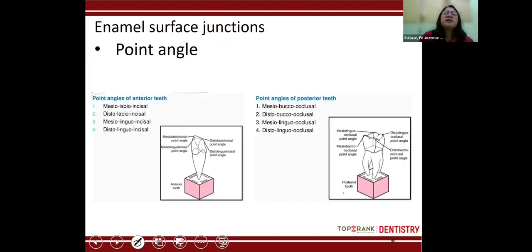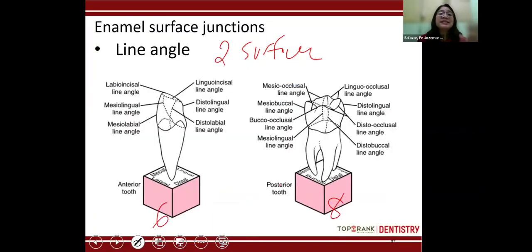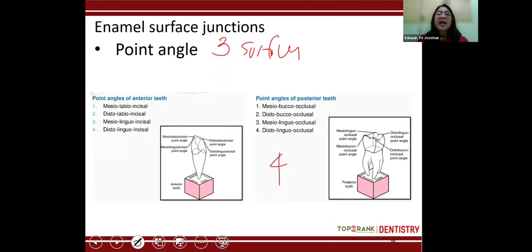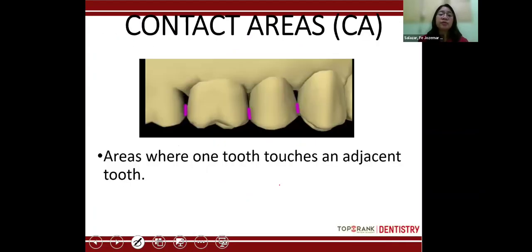Point angles, they are formed by the union of 3 surfaces, okay? And whether it's an anterior or posterior, you form 4 point angles. Ulitin ko, pag line angles, 6 sa anteriors, 8 sa posteriors. Pag point angles naman, you form 4 point angles, whether it's an anterior or a posterior tooth.